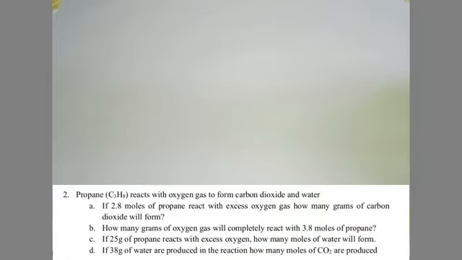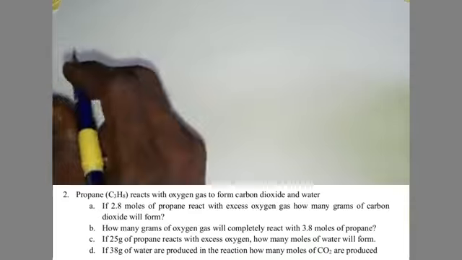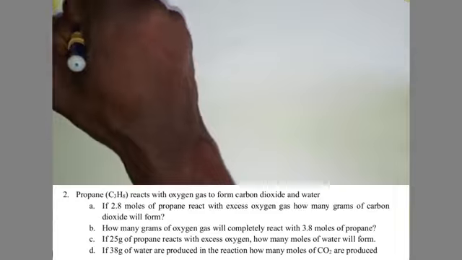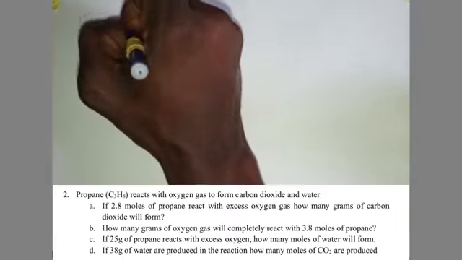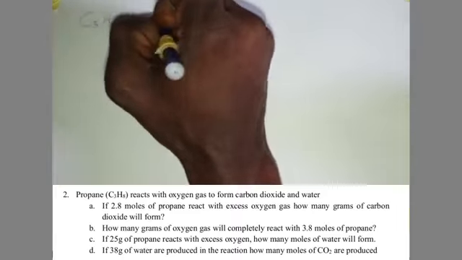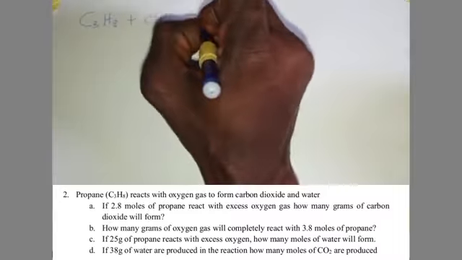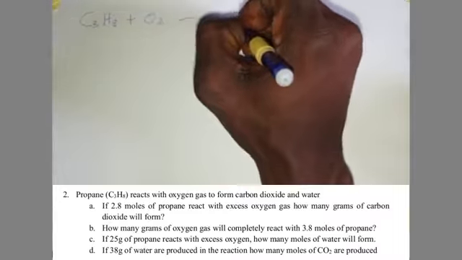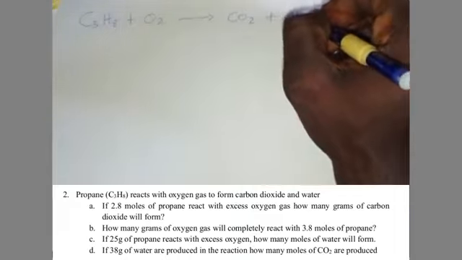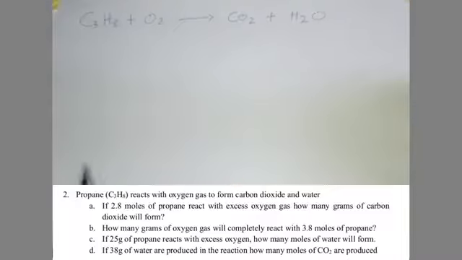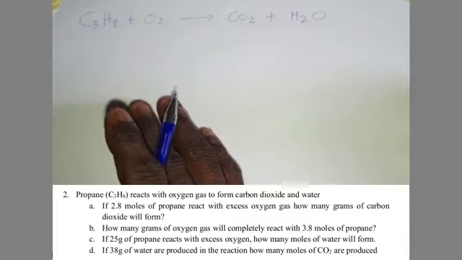Problem number 2 talks about propane gas reacting with oxygen to form carbon dioxide and water. The equation for the reaction goes like this. We have propane, C3H8, combines with oxygen. This is a combustion reaction. And the products here, we have carbon dioxide, CO2, and we have water, H2O. First things first, let's balance the equation for the reaction.